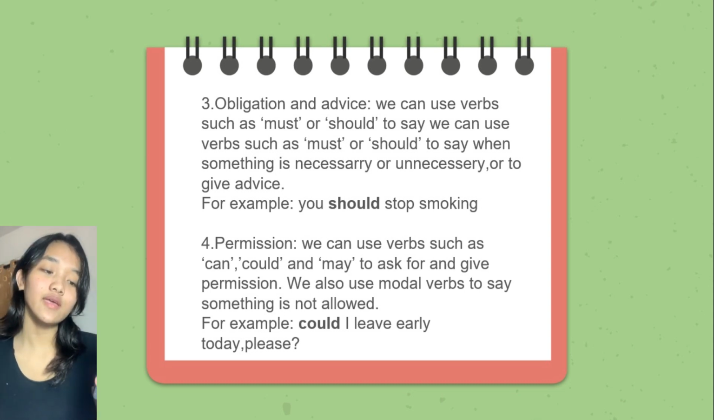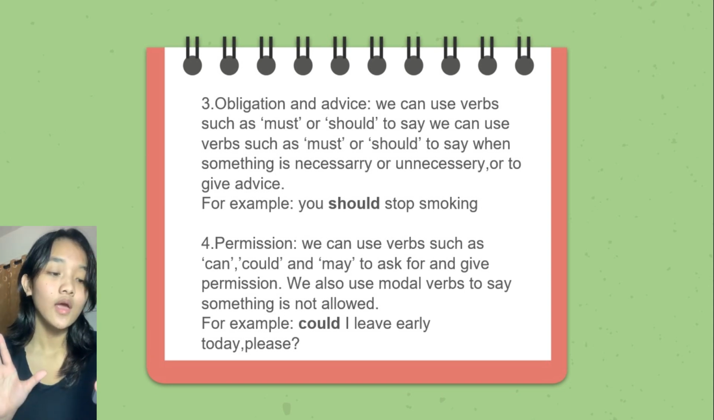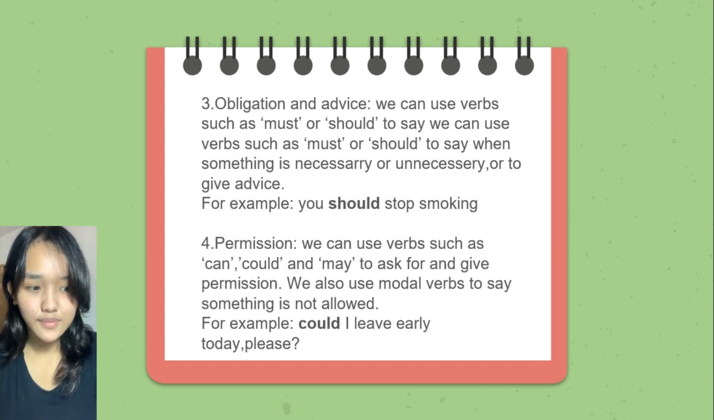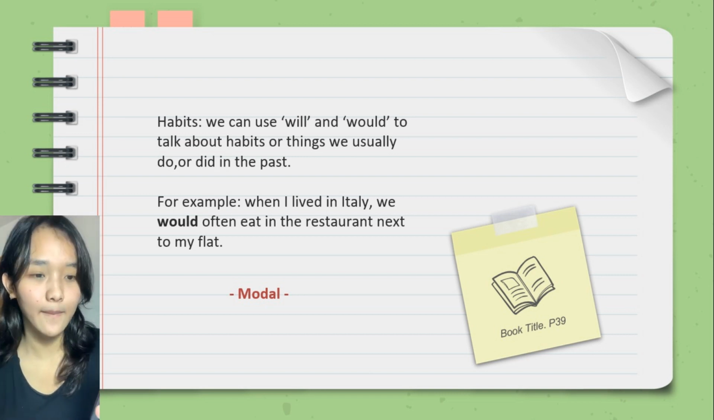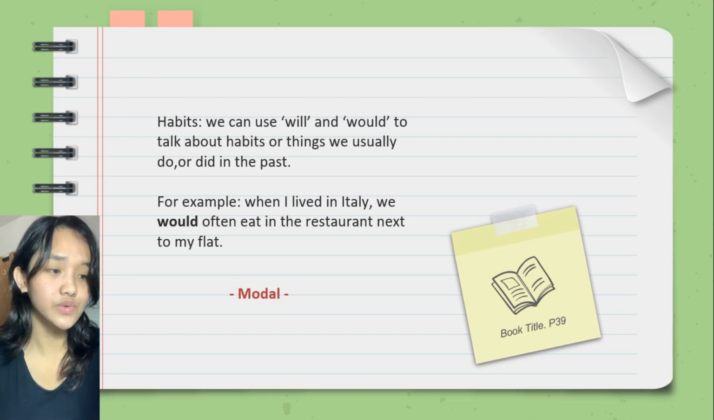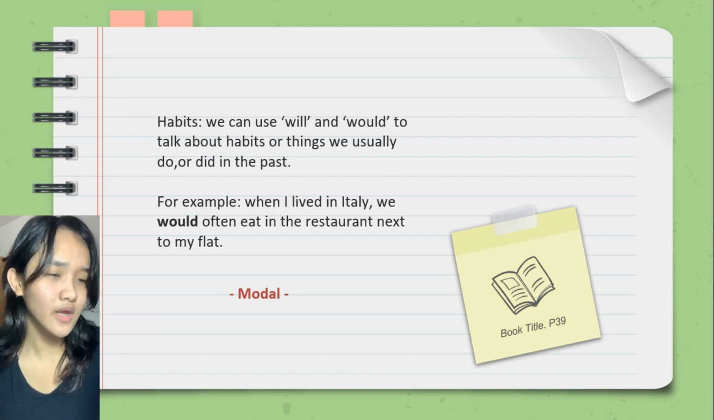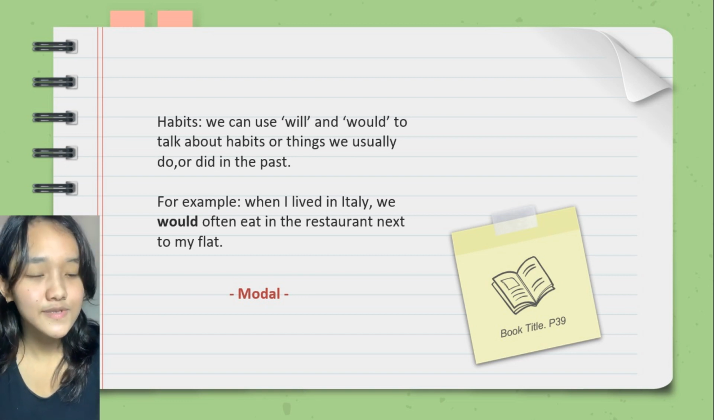And number 4 is permission. We can use modal verbs such as can, could, and may to ask for and give permission. We also use modal verbs to say something is not allowed. For example, could I leave early today, please? The modal verb here is could. Okay, the last one is habits. We can use will and would to talk about habits or things we usually do or did in the past. For example, when I lived in Italy, we would often eat in the restaurant next to my flat. The modal verb here is would.